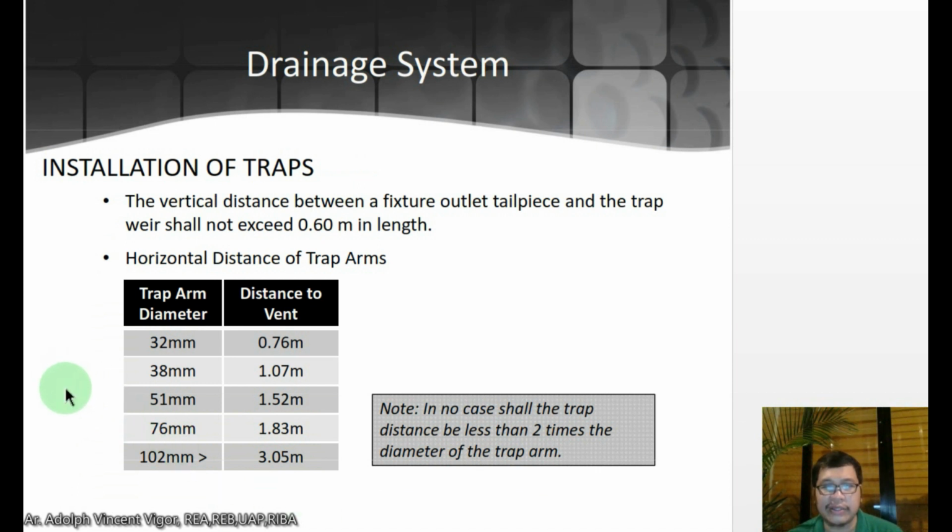For the installation of traps, the vertical distance between a fixture outlet tailpiece and the trap weir should not exceed 0.60 meters in length. For the horizontal distance of trap arms: a trap arm diameter of 32 mm corresponds to 0.76 meters, at 38 mm it is 1.07, at 51 mm it is 1.32, at 76 mm it is 1.83, and at 102 mm it is 3.05.